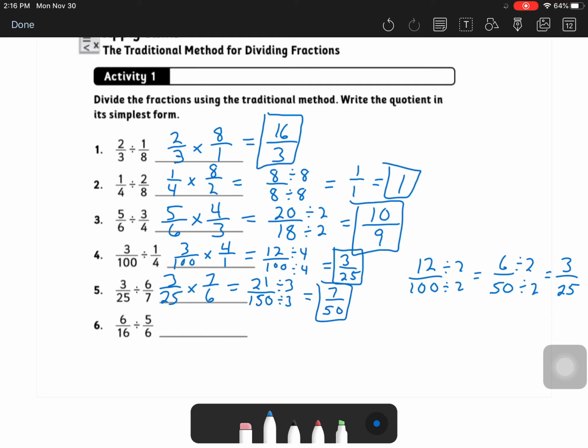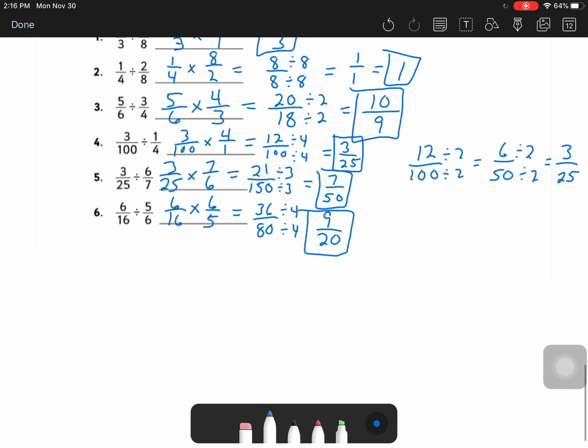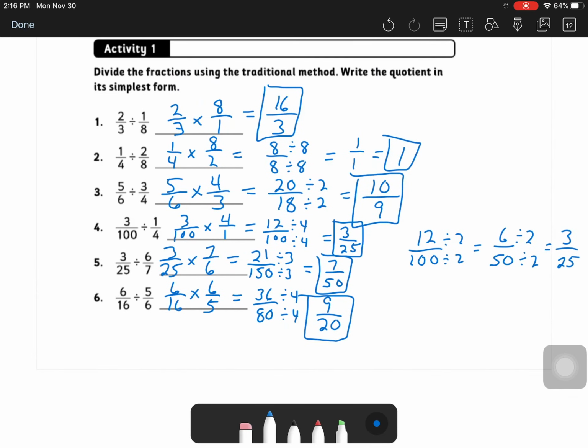And last one, we've got 6 over 16. We're going to times by 6 over 5. 6 times 6 is 36, and 16 times 5 is 80. And I think they both have a common factor of 4. 36 divided by 4 is 9, and 80 divided by 4 is 20, and that is simplified 9 over 20. And I think that's it. So just a little bit of practice with dividing and simplifying.